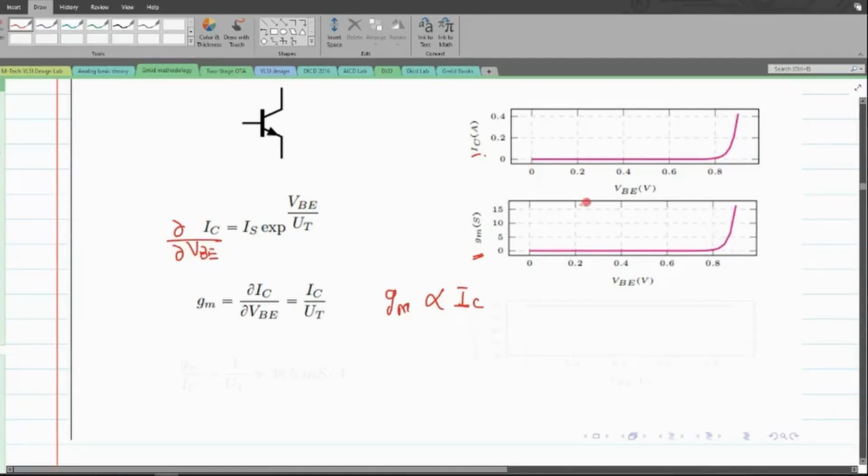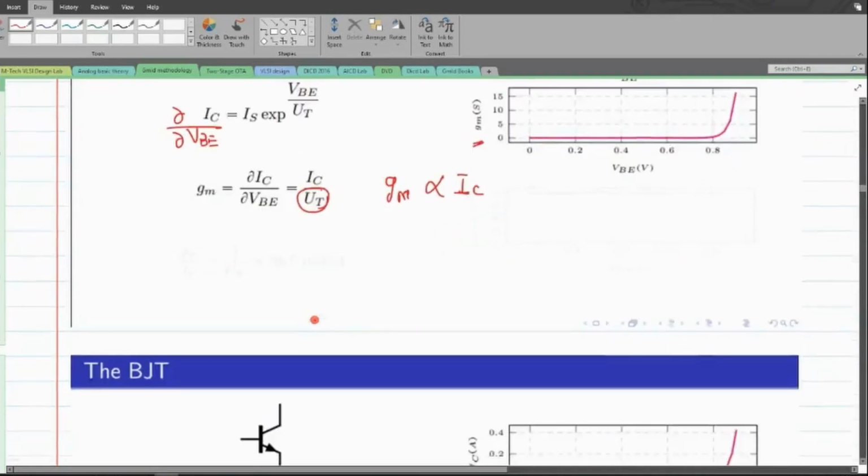The only difference between these two, obviously, is the scaling component. This IC is basically scaled by a factor of 1 over the thermal voltage. So that's the difference between these two graphs. Otherwise, the shape remains the same. The values differ by the scale factor, which is the thermal voltage. Clear? So now, let us talk about the ratio.